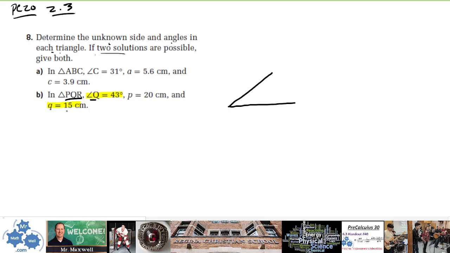The opposite side is Q. Look, the opposite side is Q, 15. And P would be the adjacent side to Q. So this is going to be 20. This is going to be 43. And Q is the opposite side.